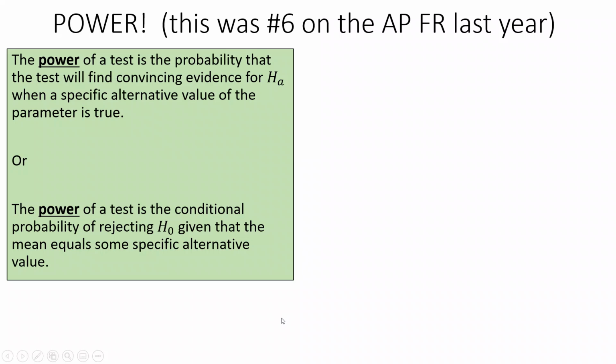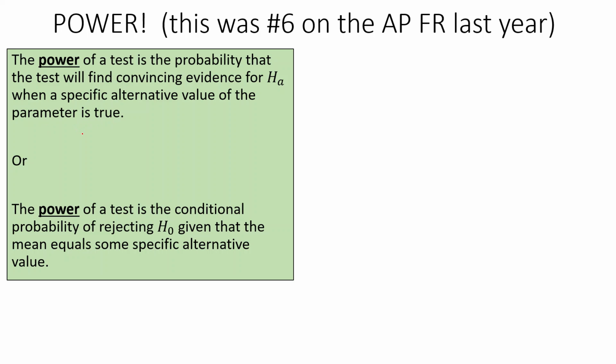So power is a pretty useful thing. And honestly, if you're doing any sort of test in any sort of actual field, you do want to know what is the power of your test. It's how good is your test at telling you what you want to know. So the power of the test is the probability that the test will find convincing evidence for the alternative hypothesis when a specific alternative value of the parameter is true.